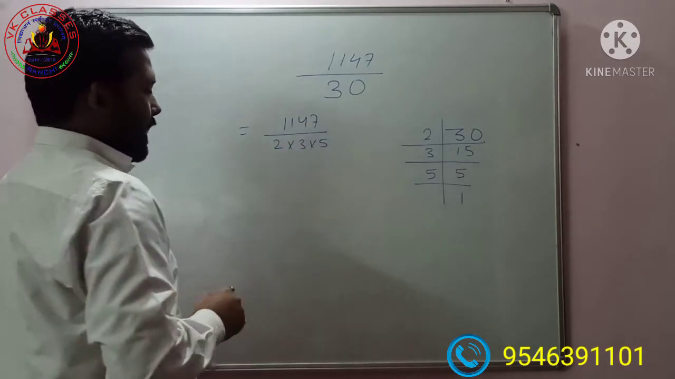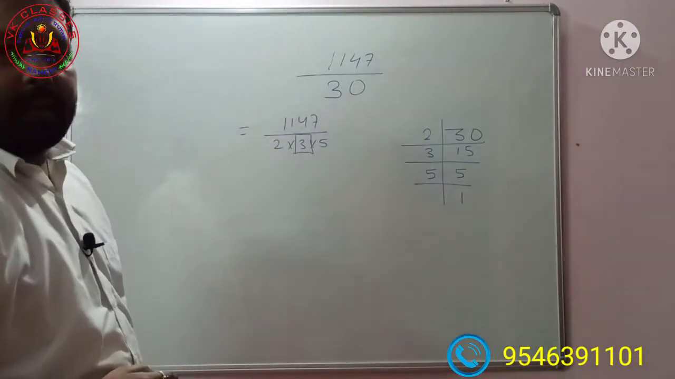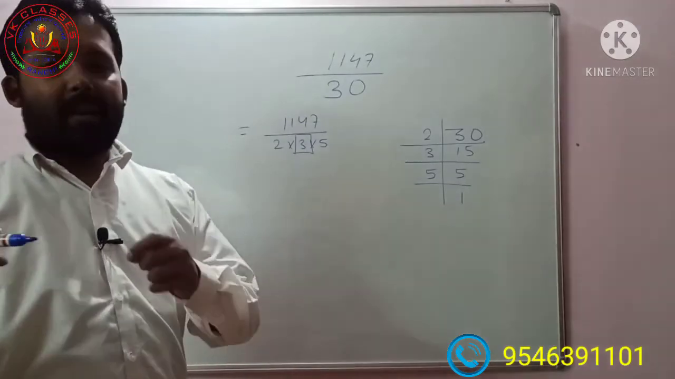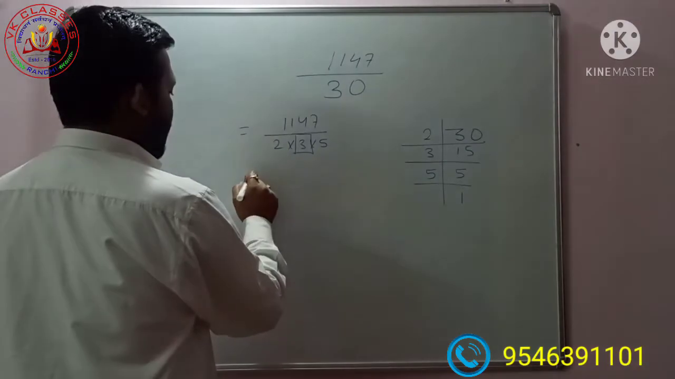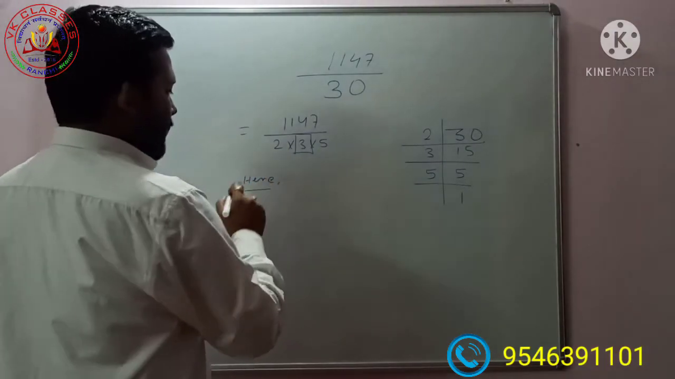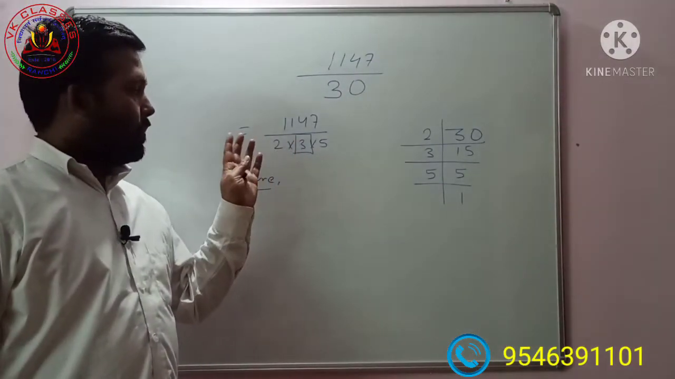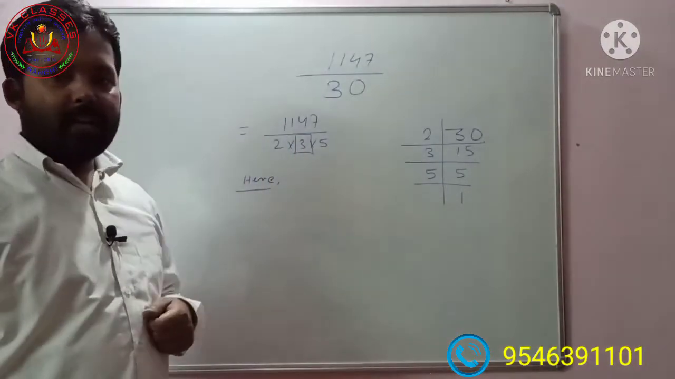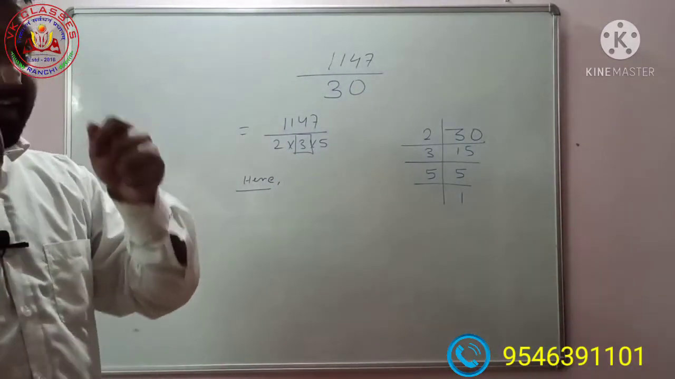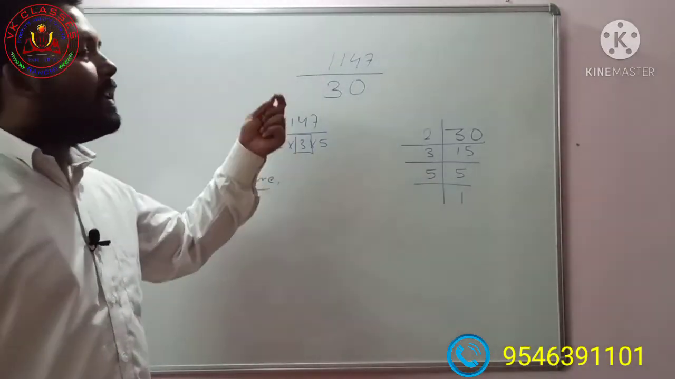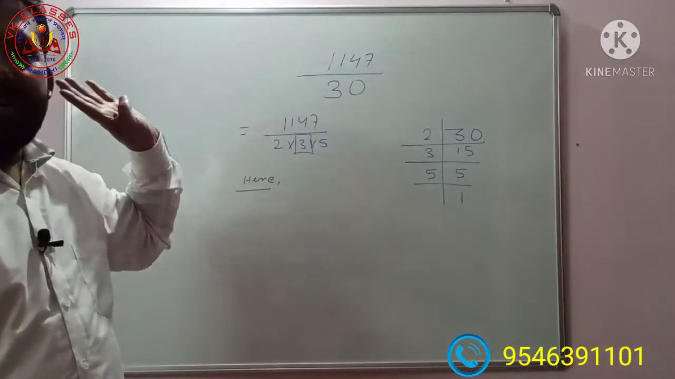Here we have 3, which is different from 2 and 5. I have told you that if the prime factors of the denominator are in the form of 2 only, then it is a terminating decimal. Only 5, then also it is terminating. If both 2 and 5 are there, then also terminating. But if any other number comes, here 3 has come, then this is a non-terminating one.